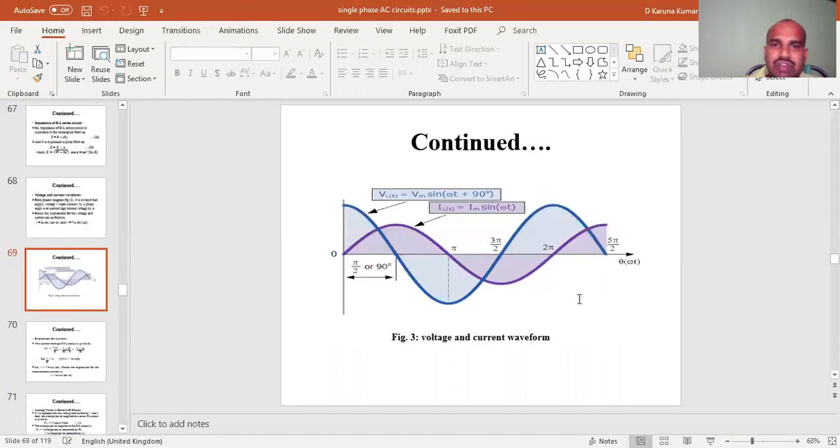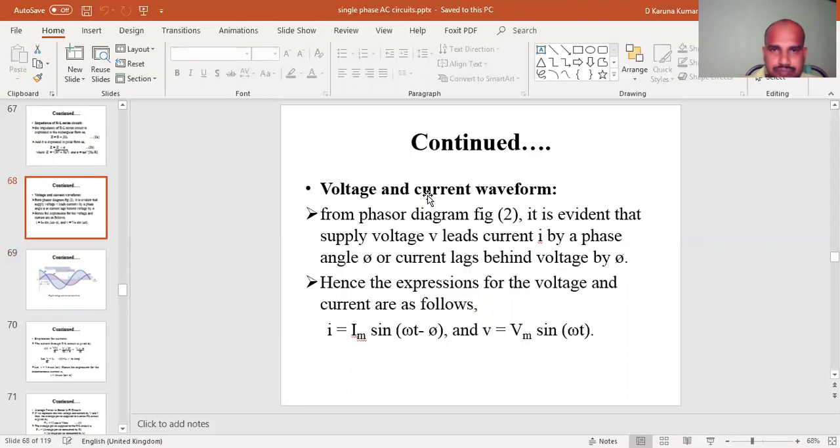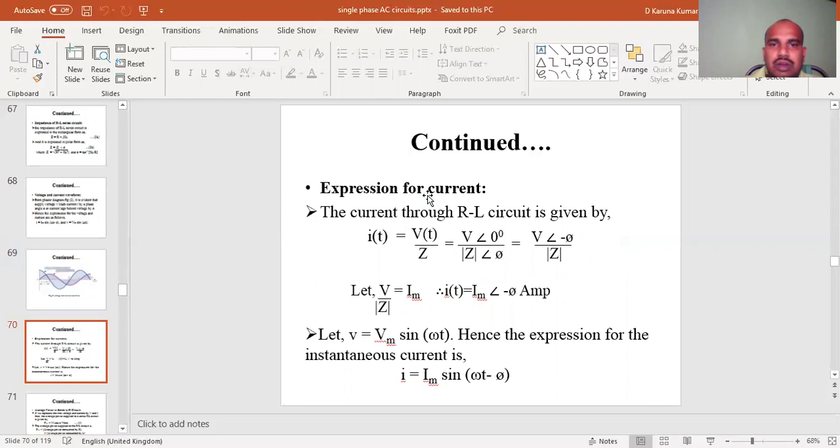The voltage and current waveforms in the series RL circuit: the current waveform is I equal to Im sin omega t. The current waveform starts at 0 degrees, but the voltage starts at 90 degrees: V equal to Vm sin of omega t plus 90 degrees. From both phasor diagrams it is evident that the supply voltage V leads the current I by the phase angle phi; the current lags behind the voltage by phi. So I equal to Im sin of omega t minus phi, and V equal to Vm sin omega t. Now the current I of t equal to V of t by Z.